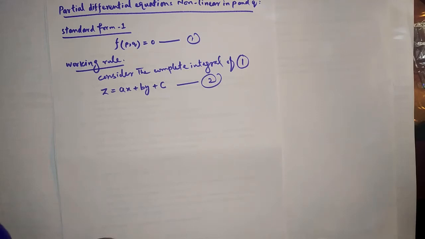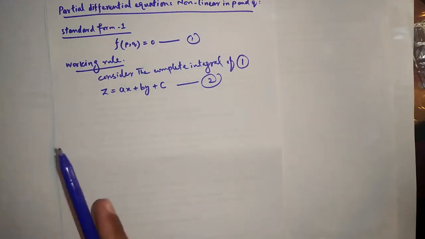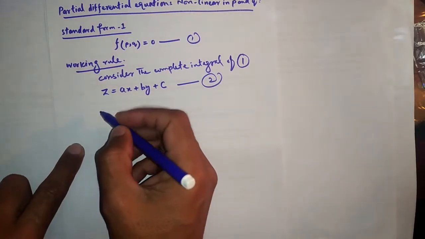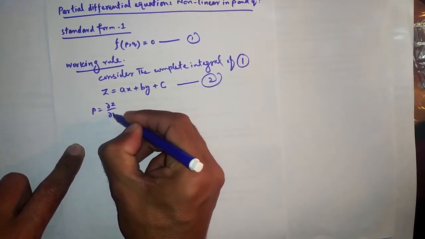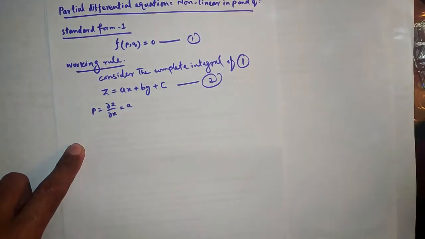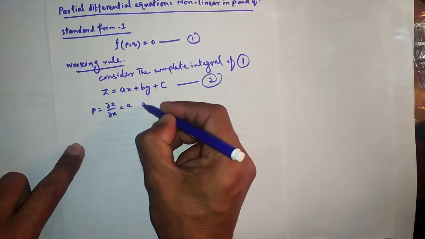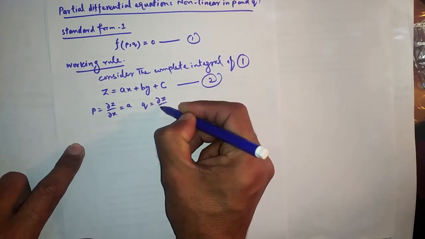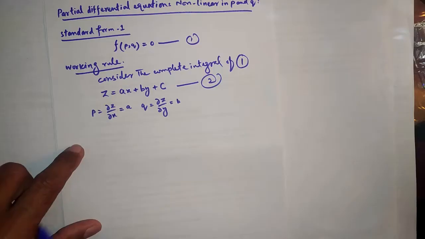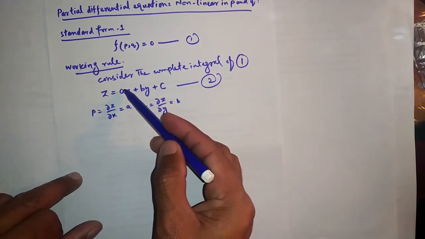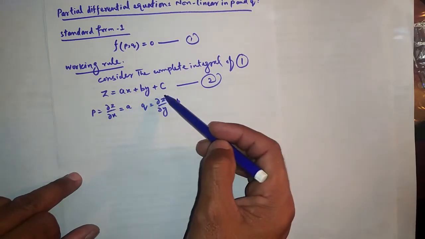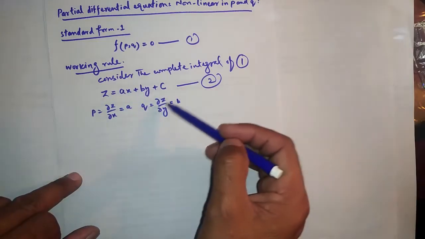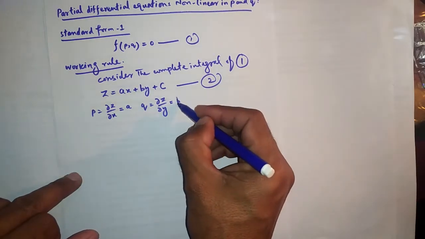And then we define that we will get p, that is, curly z over curly x, will become a, and similarly q, which is curly z over curly y, we will get b. So from this equation 2, if you differentiate this equation 2 partially with respect to x, you will get p equals to a. And similarly, if you partially differentiate this equation 2 with respect to y, you will get q equals to b.